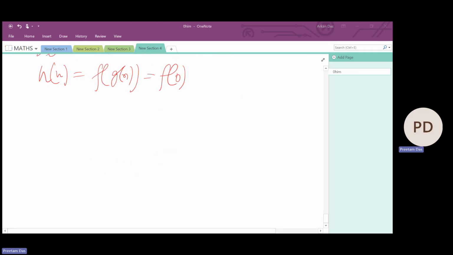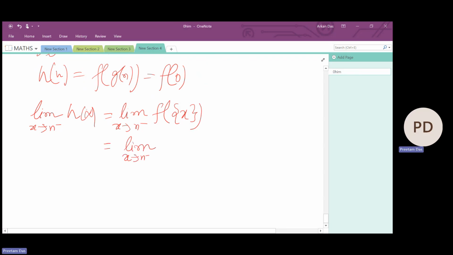Okay. Now let us look at the left hand limit. Let us go to n from the negative side of h(x). The limit x tends to n minus of f of fractional part of x. How will the fractional part behave when you go to n from the negative side? Let's say n is 2. So you are approaching 2 from the left hand side, it is still 1 point something. How do you extract the fractional part of that quantity? You subtract 1 from that, right?